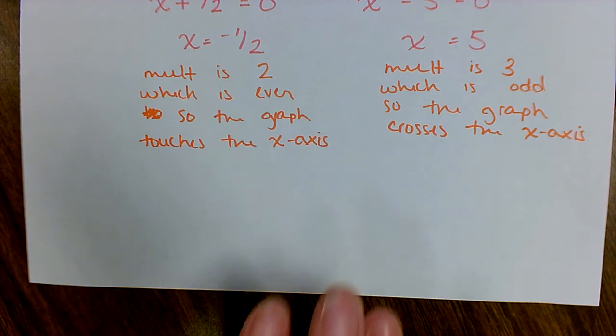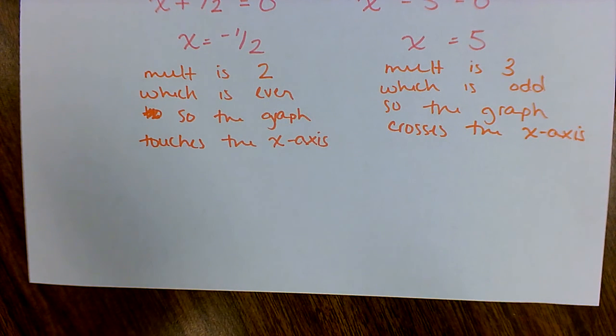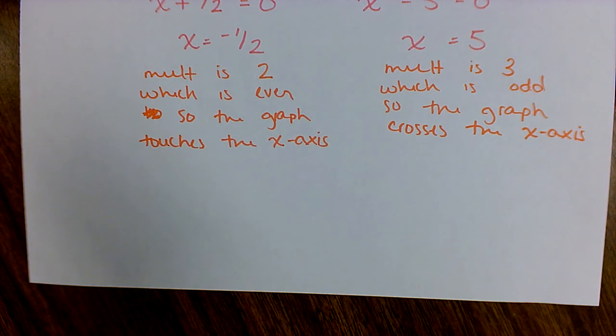Okay, so now we're going to take all this information we just talked about, end behavior, zeros, multiplicities, and we're going to put all this together to be able to graph a function.